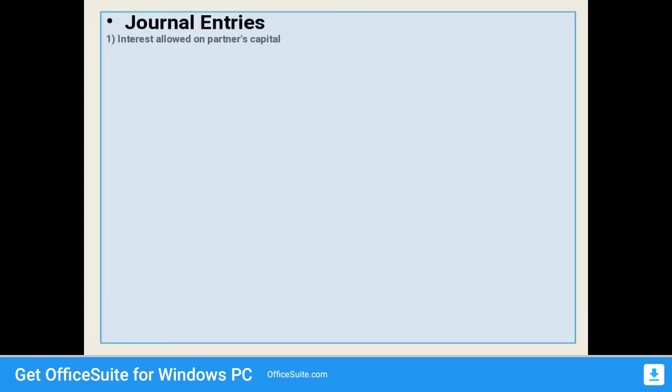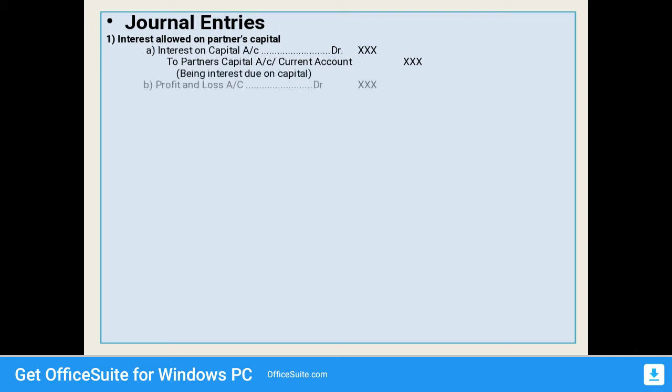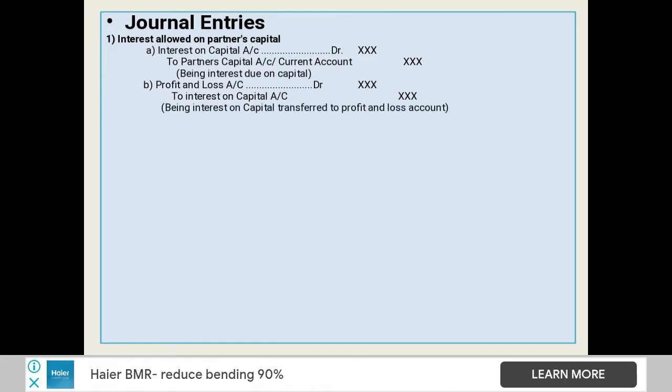So what are the journal entries? Interest allowed on partner's capital: interest on capital account debit to partner's capital or current account, being interest due on capital. Second journal entry: profit and loss account debit to interest on capital account, being interest on capital transferred to profit and loss account.